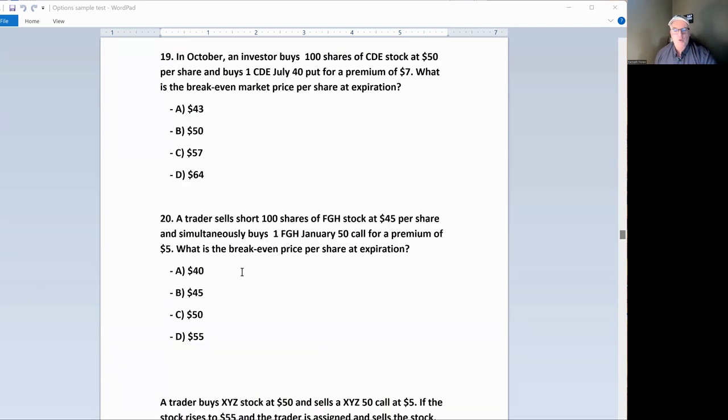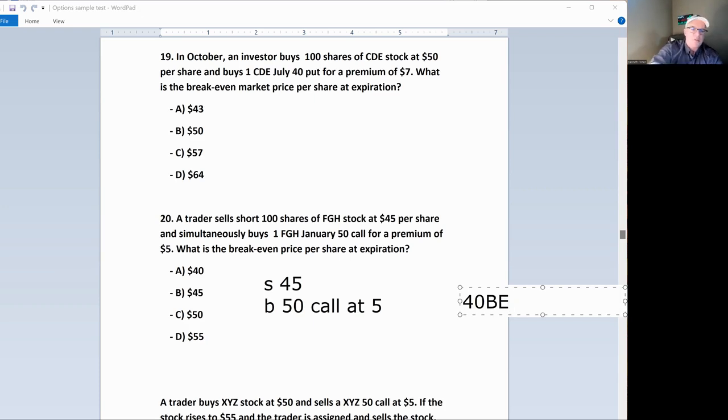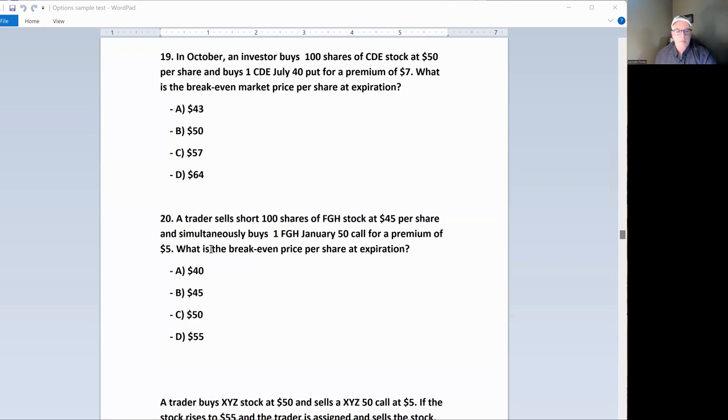Good. Number 20. Sell stock at 45. Then I buy a 50 call at 5. Since it's a buy and a sell, we subtract, so that's going to be 40 as my break even. And since I'm short stock, I'm bearish. Boom. Next one.